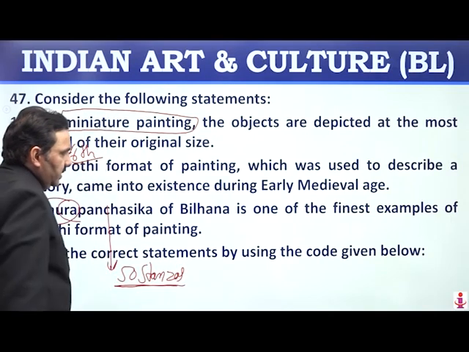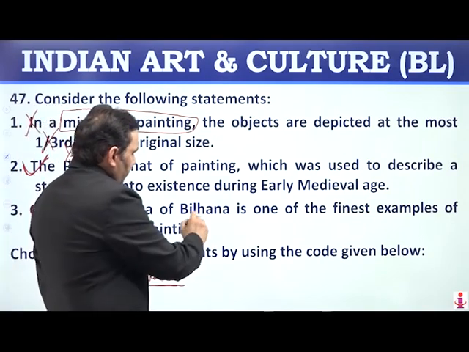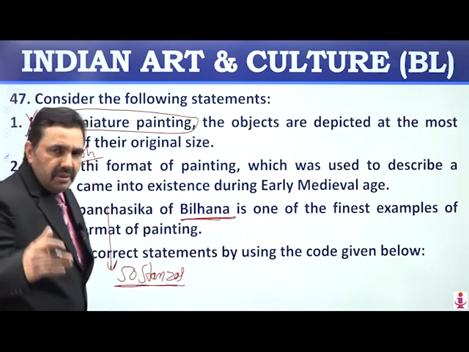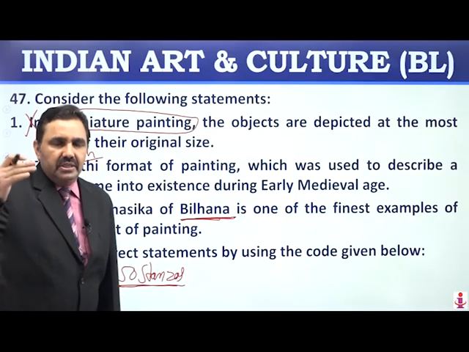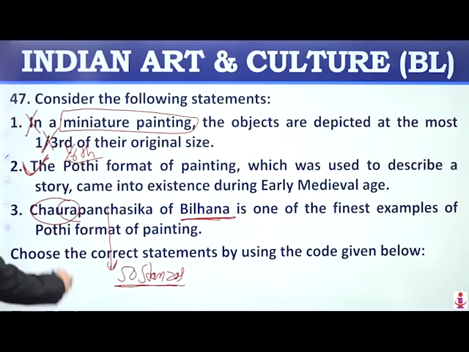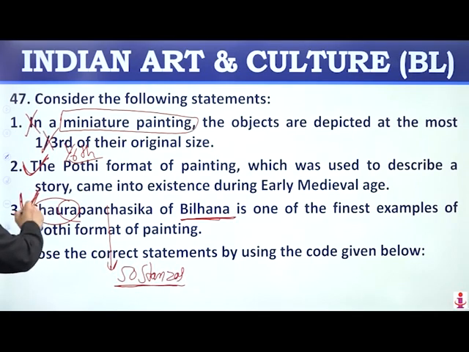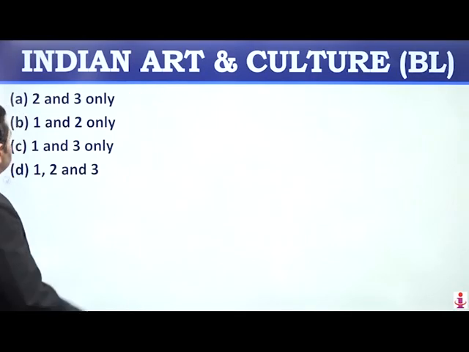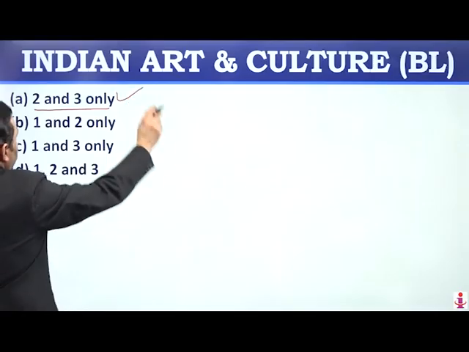of thief. It's a love story of a princess and a thief portrayed by Bilhana. Bilhana was a Kashmiri poet, Kashmiri painter of 11th century. It is one of the finest examples of Pothi format of painting. Correct. First is wrong. Second, third are correct. Option is A.